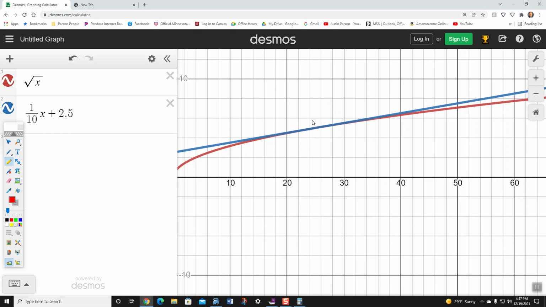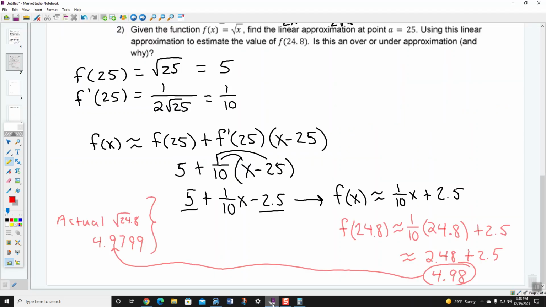If I change this a little bit, my friends, they give you an intersecting point at 25.5. That is the right place. We have the right equation. Okay, again, the graph is concave down, therefore this must be an overestimate. Someone says, is this an overestimate or underestimate, and why? You're going to say, Parson, this is definitely an overestimate because the original function, square root of x in this case, is concave down. Okay, so let's just jot that down.